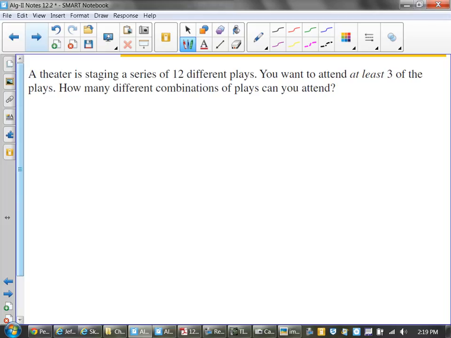A theater is staging 12 different plays. You want to attend at least 3 of them. How many different combinations could you go to? Because there's an "at least," this is one of those addition ones.